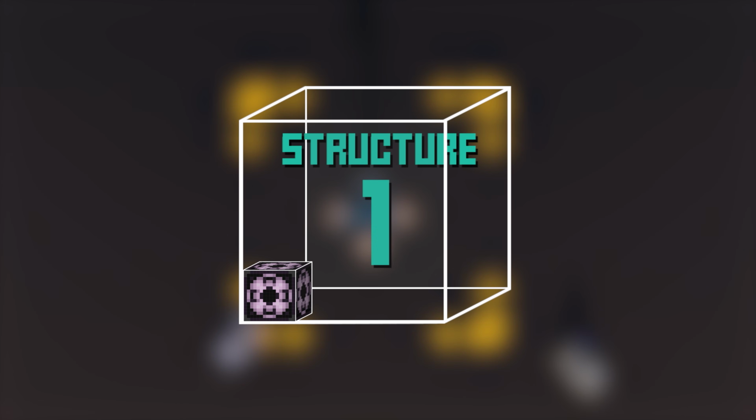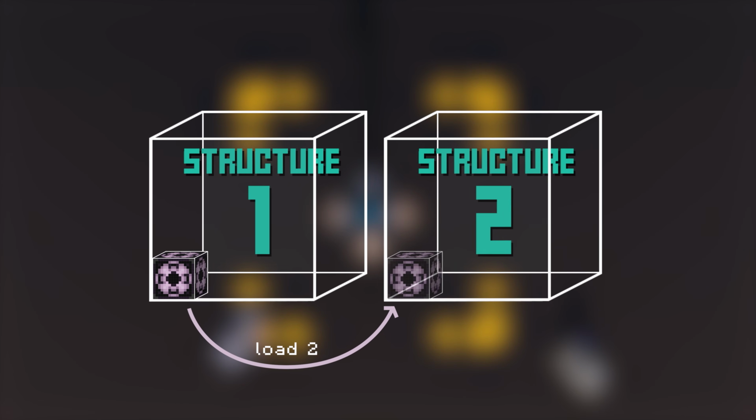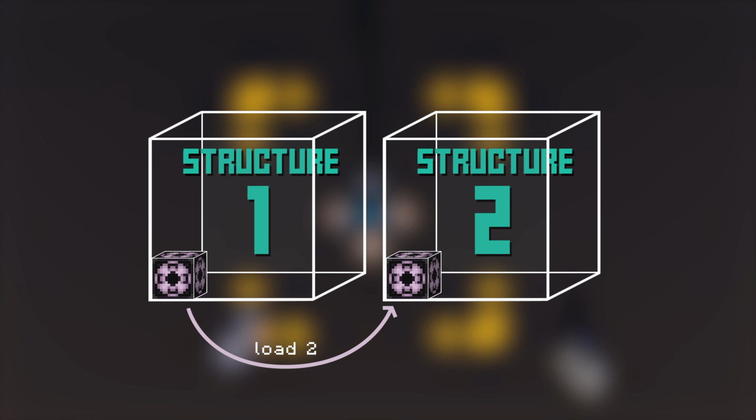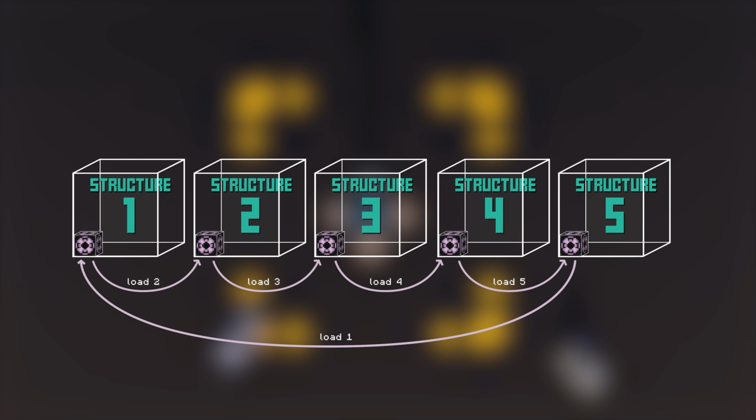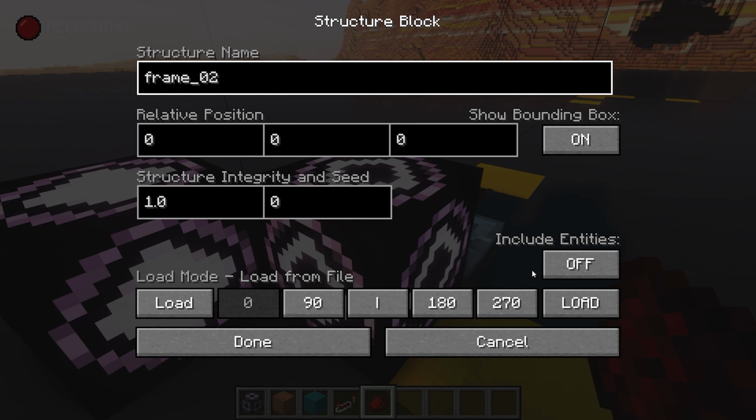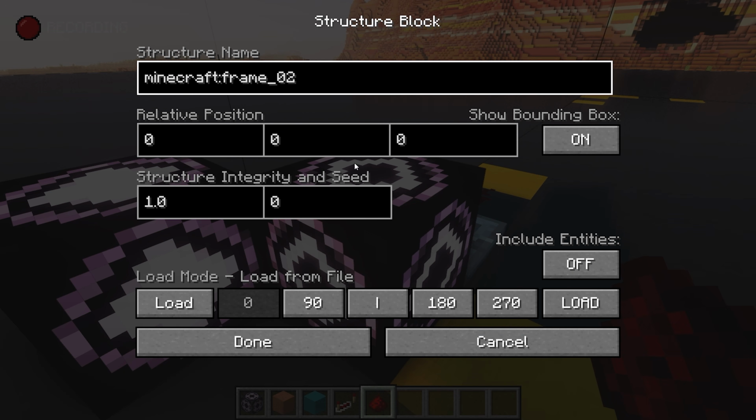This means that in frame 1, frame 2 will already be loaded. You can imagine it schematically like this. Frame 1 automatically loads frame 2. Frame 2 automatically loads frame 3. We do this until frame 5 for now, which loads frame 1 again, creating an endless loop. And now our load block is set. Don't be surprised, there's automatically a Minecraft in front of it, but we can simply ignore that.